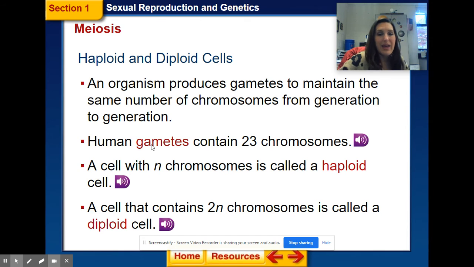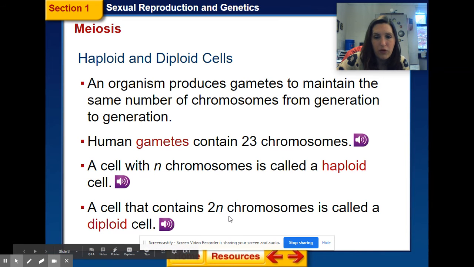A cell with n number of chromosomes is called a haploid cell. So underneath here, write the word half or haploid, half the number of chromosomes. And we use the variable n to represent this. And I know you're like, Ms. Hunt, please don't do variables in science, but that's what we use, n, for half the number of chromosomes. A diploid contains 2n, double the number of chromosomes. So we have 23 haploid, which makes 46 diploid.